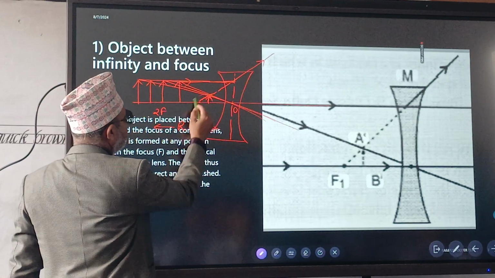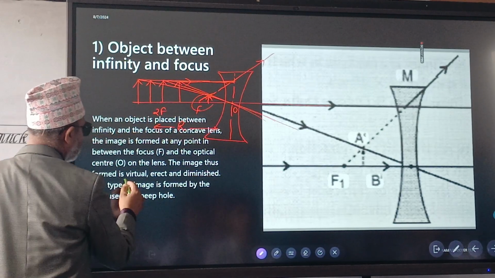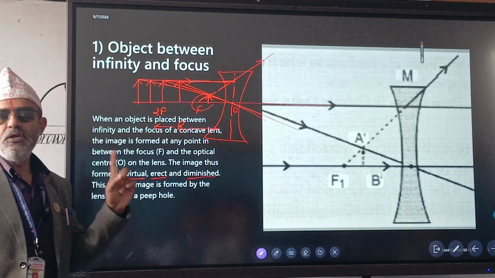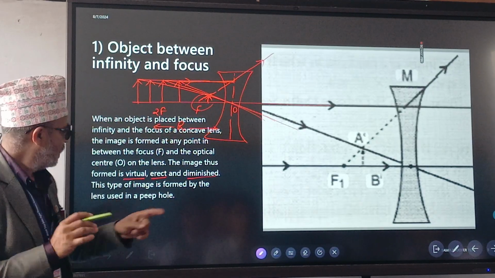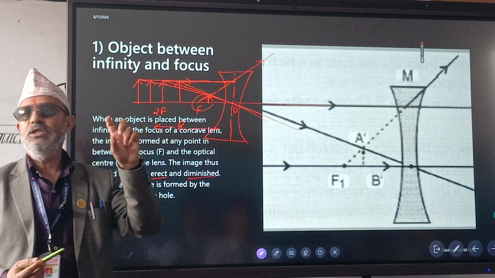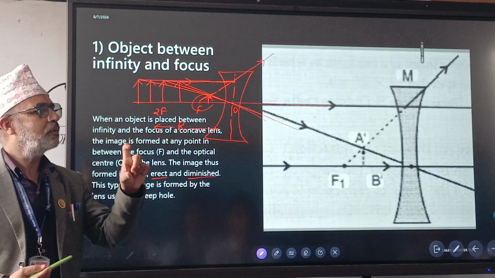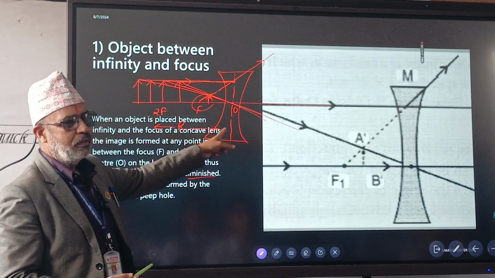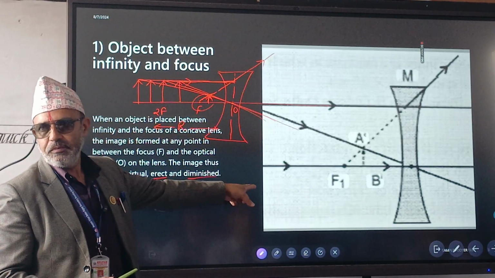What type of image is formed? The image is virtual, erect, and diminished. Virtual, it is not formed by actual intersection. Erect, upward, in front of the lens, and diminished means smaller than the object. Object is bigger, image is smaller. These are the conditions. Okay.